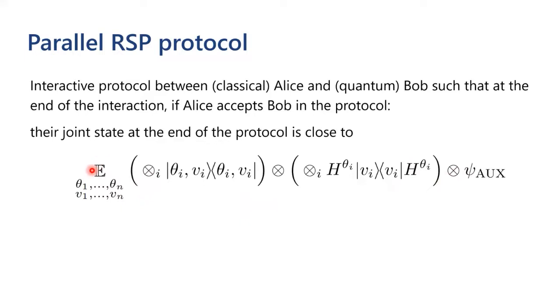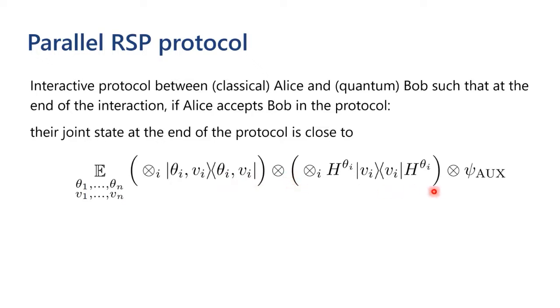This first thing here is just some uniform expectation over bases and values, reflecting the fact that we're interested in preparing uniformly random BB84 states. Then the second part here is just classical information, right? This is a diagonal, just a projector. This belongs to Alice, and this stores her information about theta I and VI.